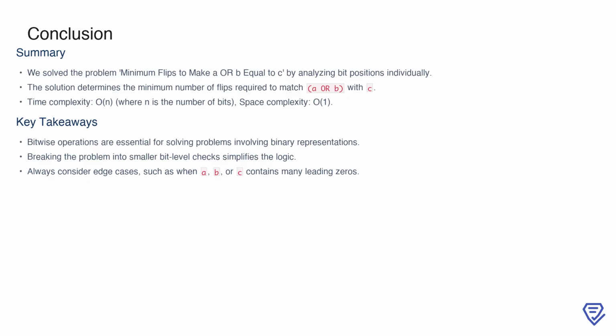Thank you for joining. Today, we learned how to solve the problem Minimum Flips to Make A OR B Equal to C with a clear and efficient approach. By analyzing each bit, we developed a simple and effective solution. Remember, mastering bitwise operations is crucial for tackling a wide range of problems.